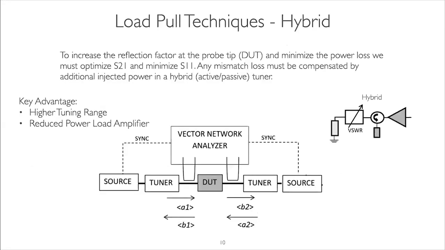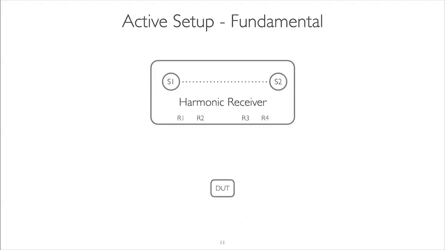Okay. Again, the hybrid technique is very simple. We'll cover that more in the seminar. But basically, it's a combination of an active signal that's fed through the tuners, and the tuners are basically working with the active signal to optimize the tuning range. Okay. So what does an active system look like?